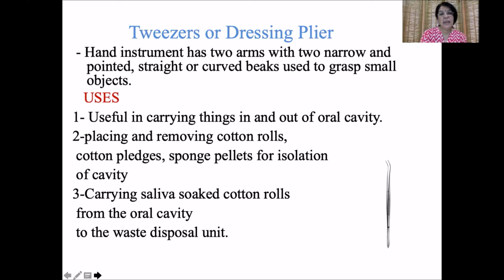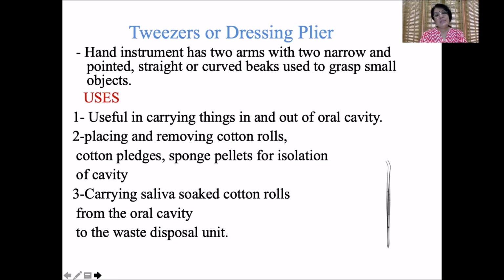You have read in anatomy, histology, physiology, there are millions of salivary glands. You cannot close each opening. So you have to suck out the saliva from the area where you work. So the easiest way is to put cotton rolls. That is, cotton is rolled and placed adjacent to the tooth where you are working, which will absorb the saliva. Third is carrying saliva-soaked cotton rolls from the oral cavity into the disposal unit.